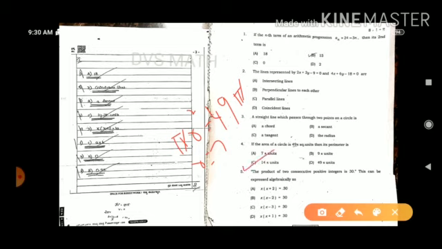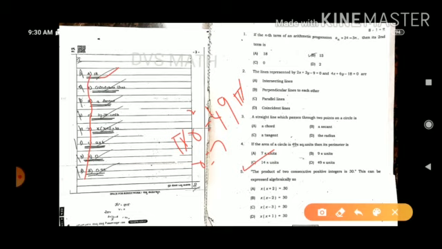And observe, along with the answers, you have to mention the option, whether it is A option or B or C or D. Along with the option, you have to write the answer, the complete answer. Don't write only the option or only the answer. Write both and correctly.